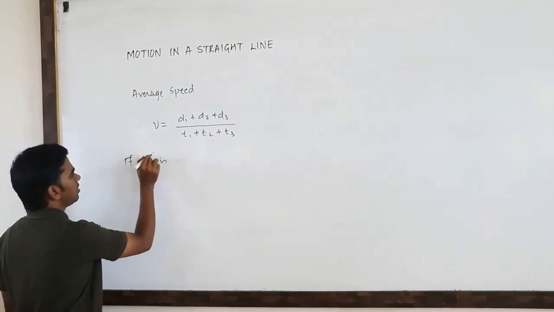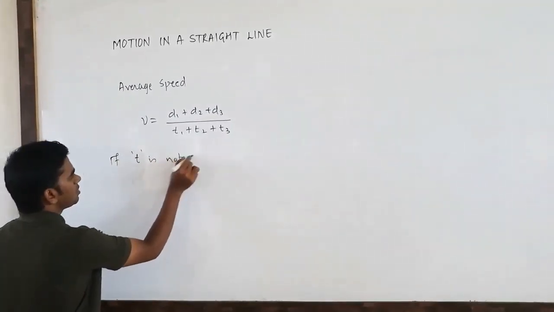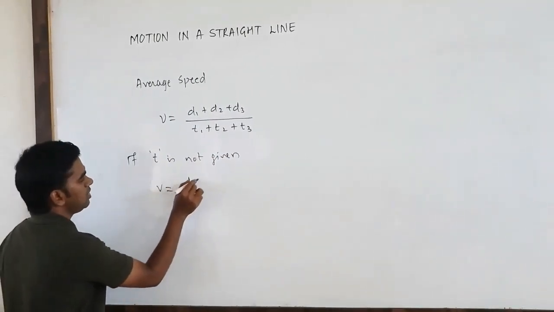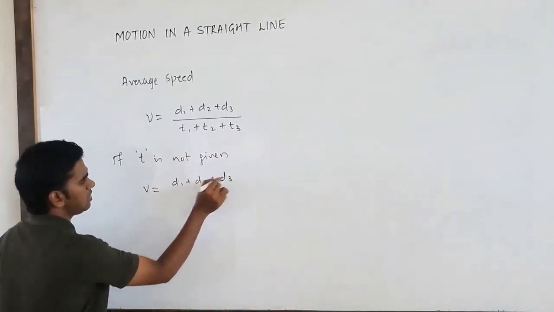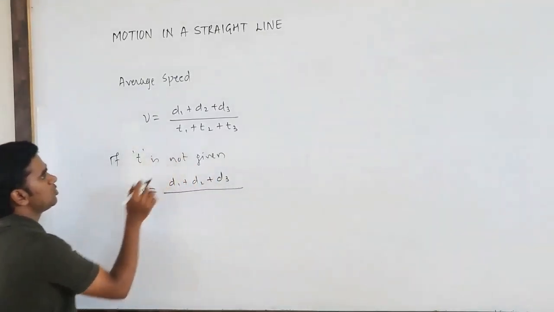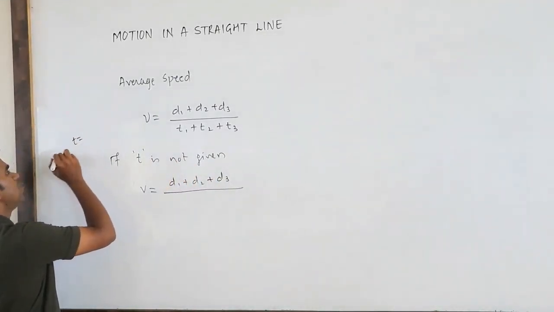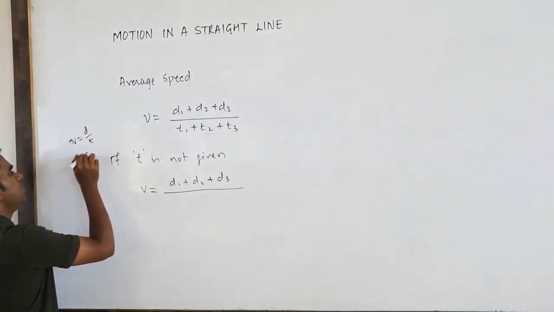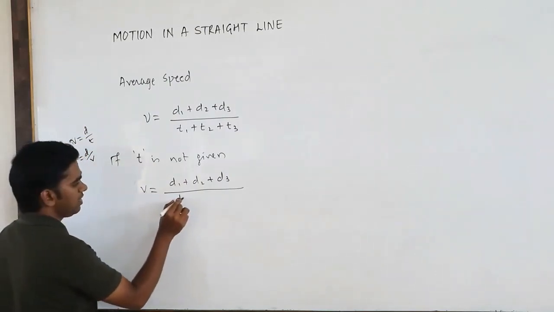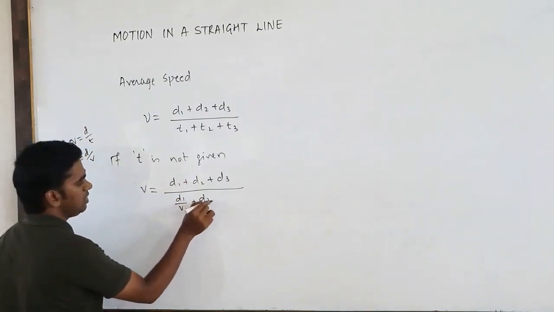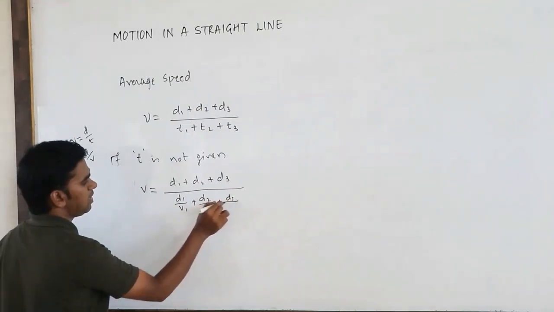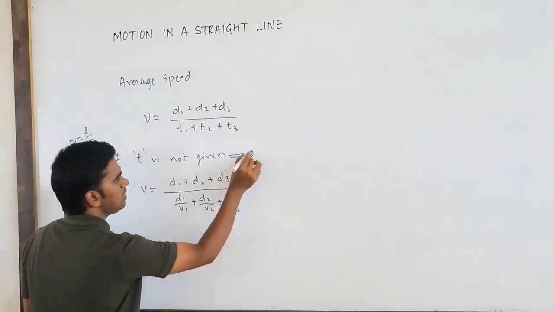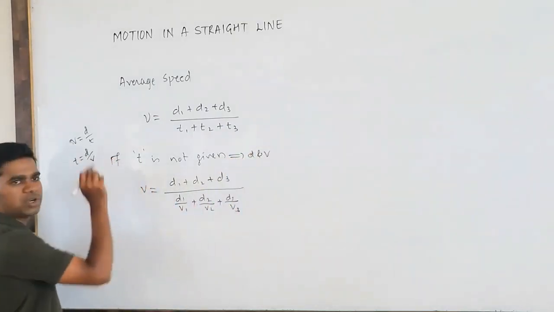If t is not given, how can we write it? We can write d1 plus d2 plus d3. D is given, but t is not given. So t, how can you write it? We know that v equals d by t, so t you can write as d by v. So you can write d1 by v1 plus d2 by v2 plus d3 by v3. This is when they have given the d and v. T is not given.